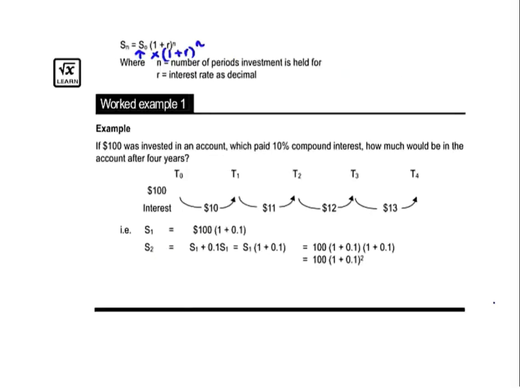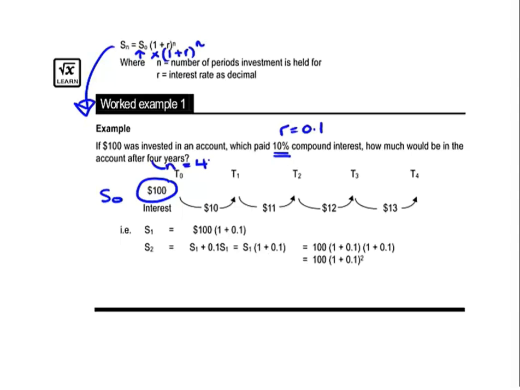In worked example 1, we're going to see an example then of this formula that you need to learn, that the investment in the future is equal to the invested amount now, which in this particular case is $100, multiplied by the rate of interest plus 1 to the power n. So we've got $100 being invested in an account which pays 10% interest. So R is equal to 0.1, and we're looking at 4 years. So n is equal to 4.